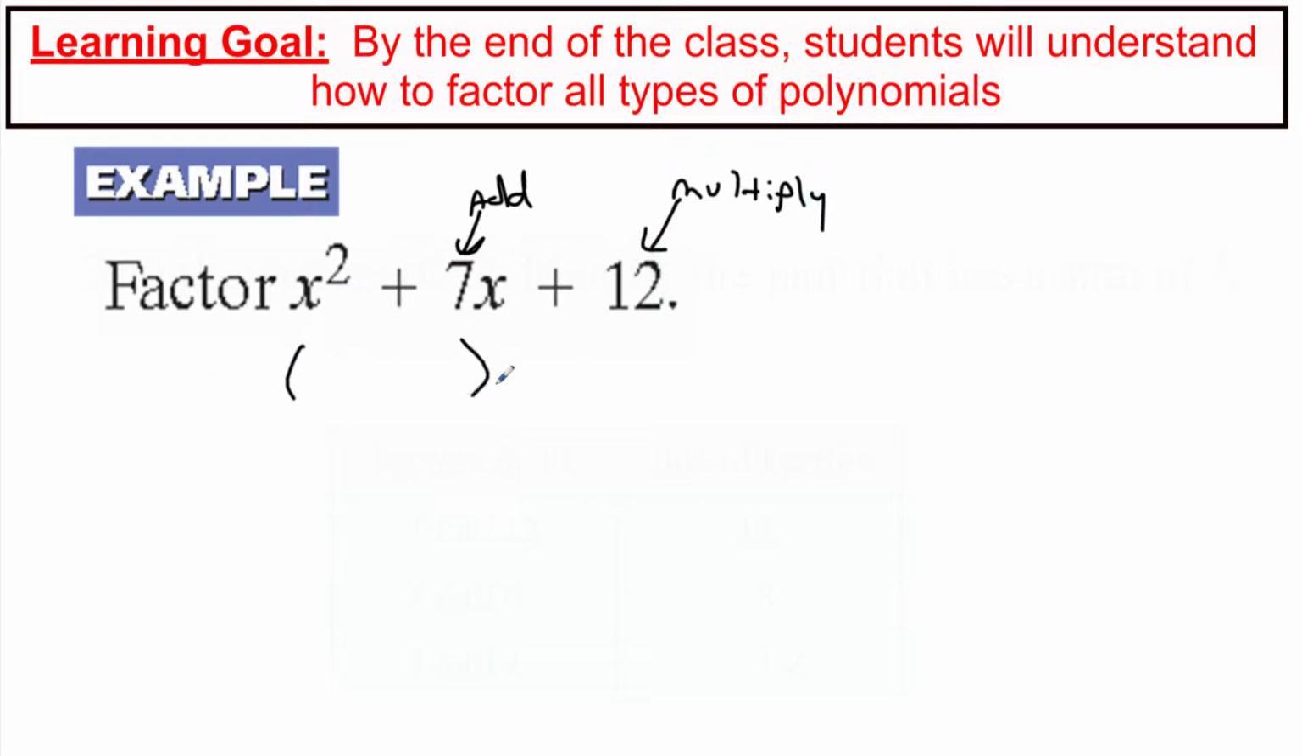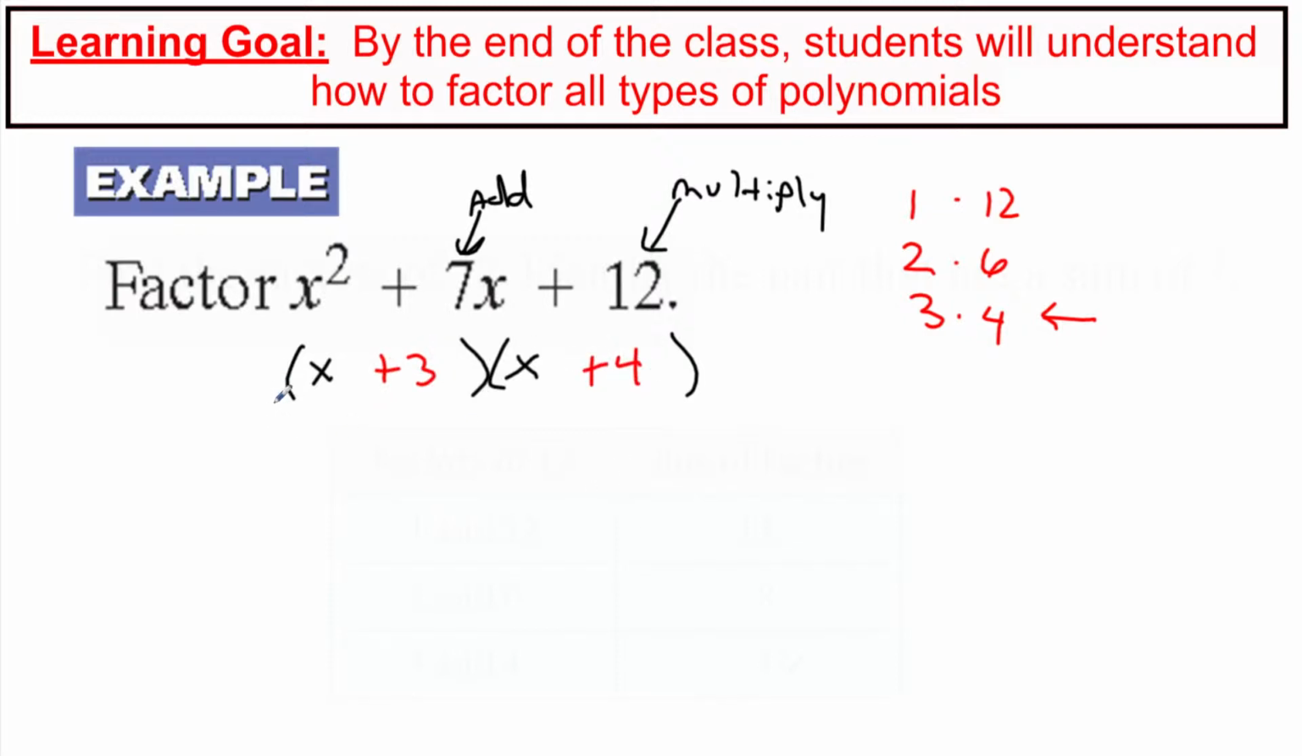We're going to set up 2 parentheses. Remember x squared means x times x, so I'm going to take the 2 x's in x squared and put them in each of the parentheses, and then look for a pair of numbers that multiplies to 12. If I go through the list, my choices are 1 and 12, 2 and 6, 3 and 4. This is all the pairs of numbers that multiply to give me 12. This last pair does add up to 7: 3 plus 4 is 7. So this is positive 3 and this is positive 4.